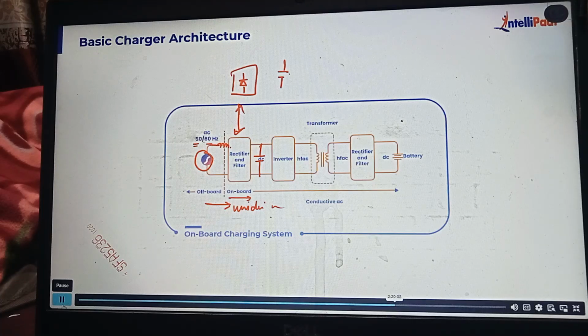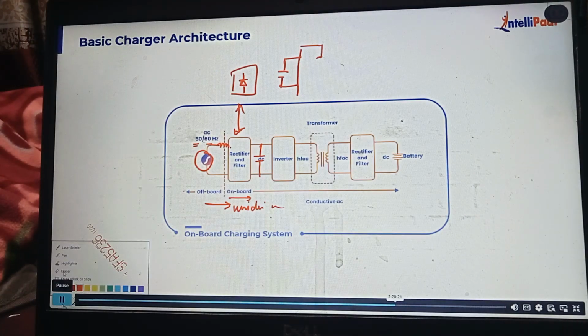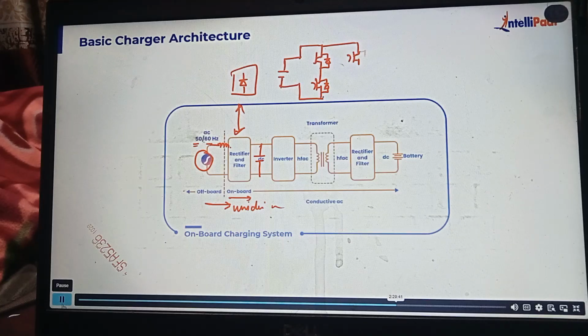After this DC bus, what is the inverter? I already told you about the inverter, right? So we have this switch, and this one. So this inverter is connected with the transformer. So what is HF AC?